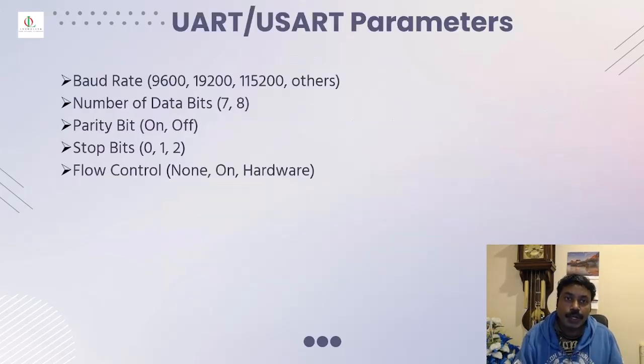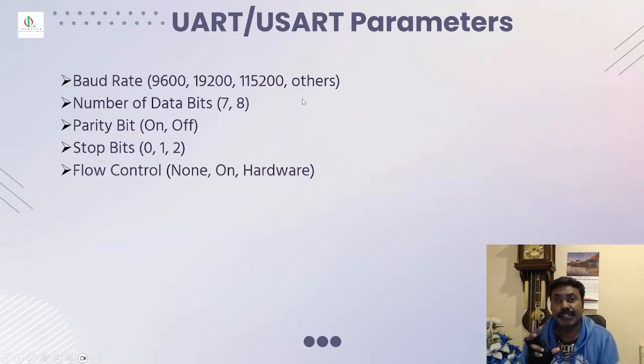Now let's move on to learning about different parameters that are associated with UART and USART. As most of you would know, there are different baud rates. The most commonly heard baud rate that we know is 9600. There is 19,200. There is 115,200, and there are others.